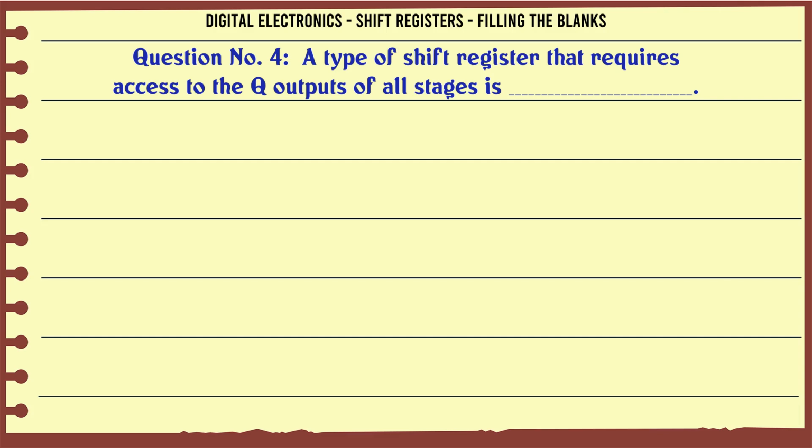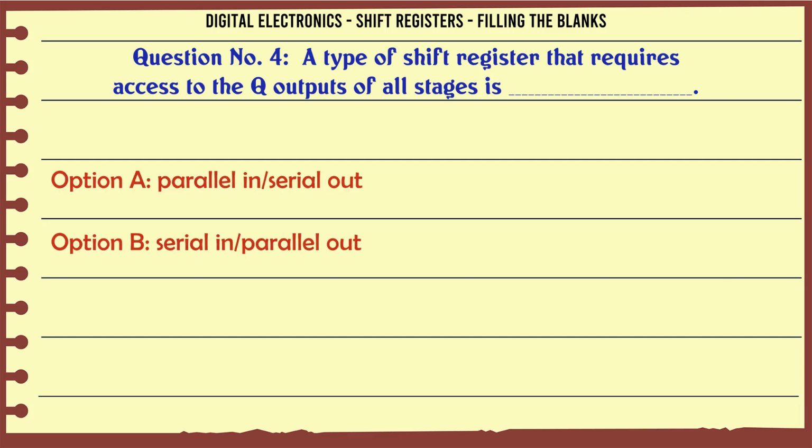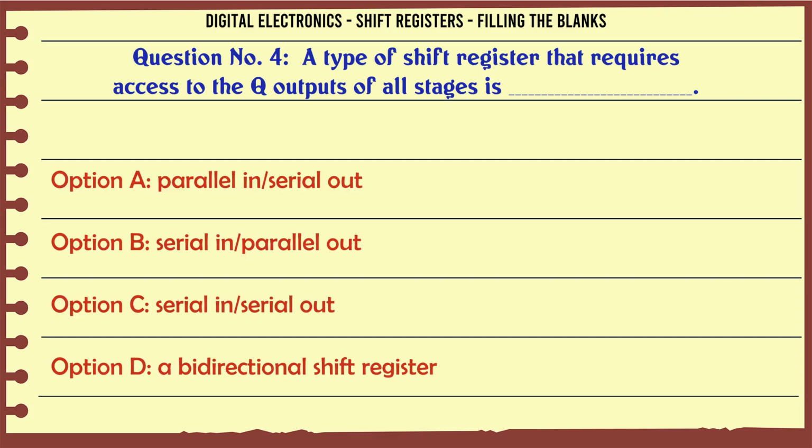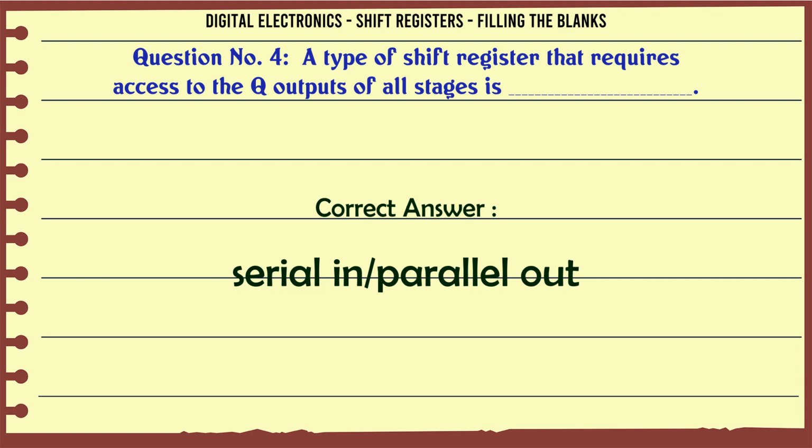A type of shift register that requires access to the Q outputs of all stages is: A. Parallel in serial out. B. Serial in parallel out. C. Serial in serial out. D. A bidirectional shift register. The correct answer is serial in parallel out.